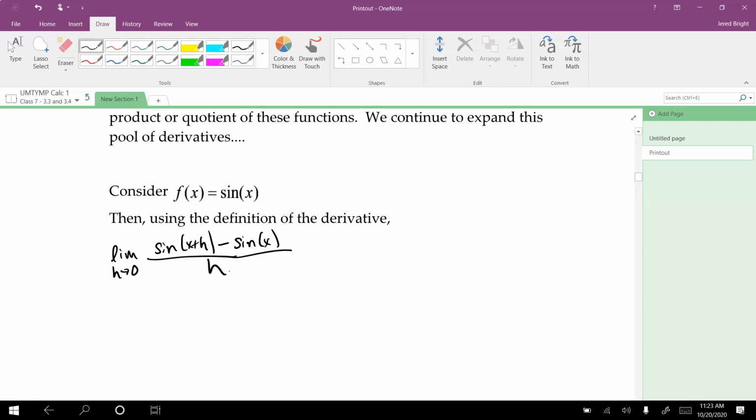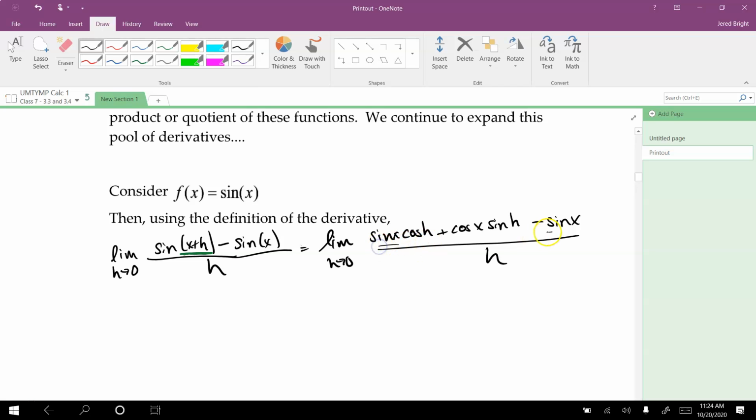What do we do? Well, we have to dig back to our pre-calc knowledge and remember, okay, this is angle addition, so we have to use the angle addition formula, which you may remember, otherwise you might need to look up. We end up getting sine x cosine h plus cosine x sine h, and then this is all minus sine x all over h.